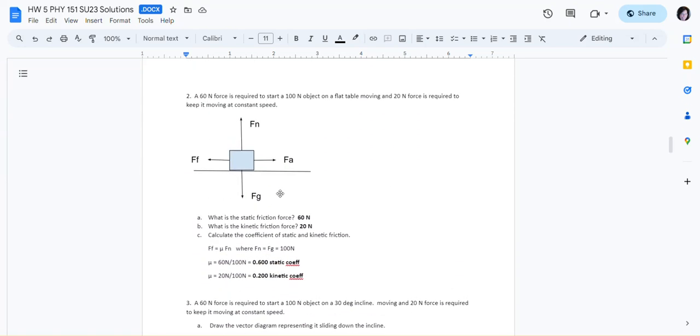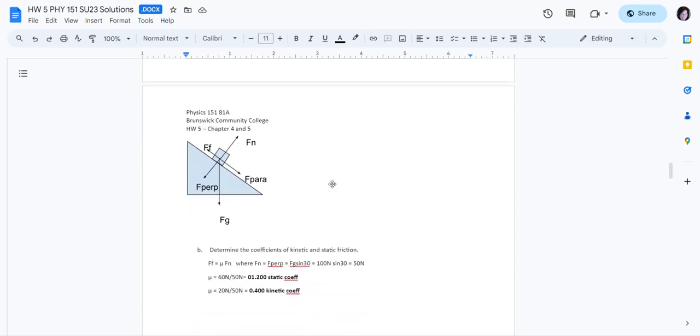And in number 2, you're just pushing a mass that has friction on it. So you should have Fg and Fn, and you should have Fa, that's your pushing force, and you should have Ff, that's the friction. Friction always acts opposite the force that causes the motion.